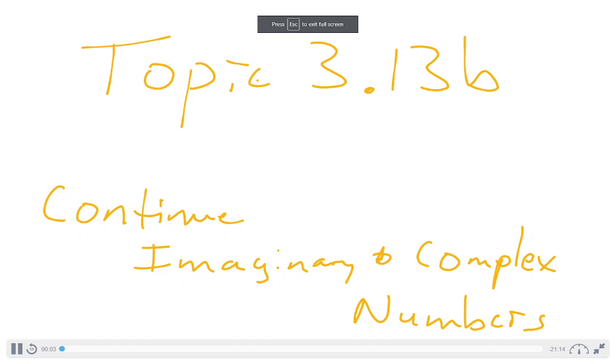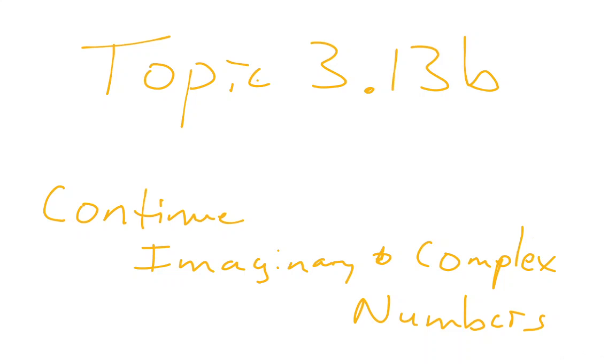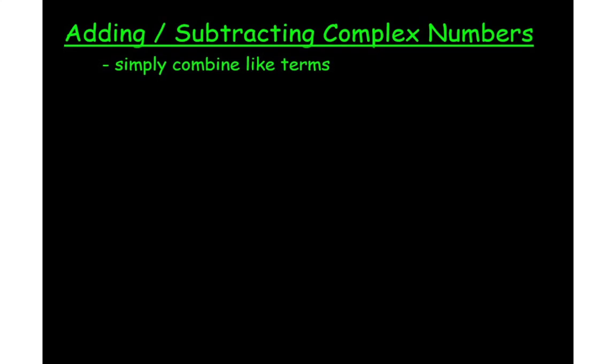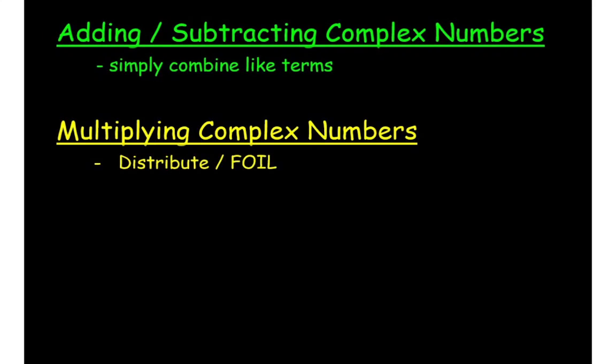Today we're going to continue talking about imaginary and complex numbers. Yesterday, remember that we left off by talking about simple addition and subtraction, basically just adding and subtracting like terms. It gets a little trickier though when we want to figure out how to multiply complex numbers.